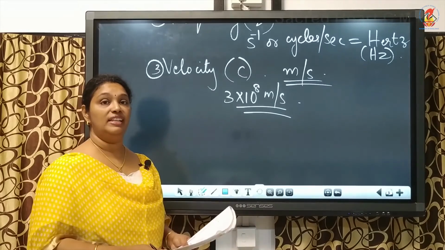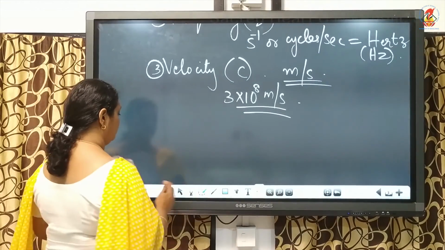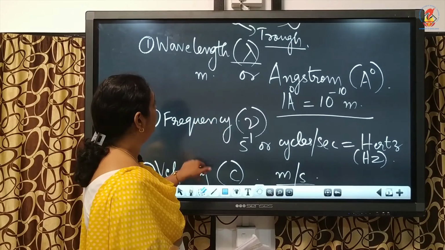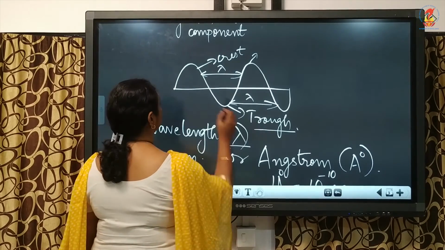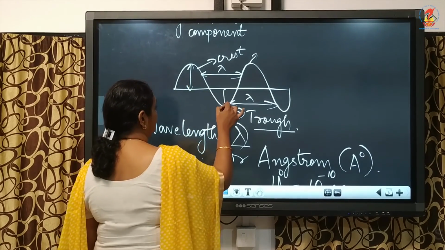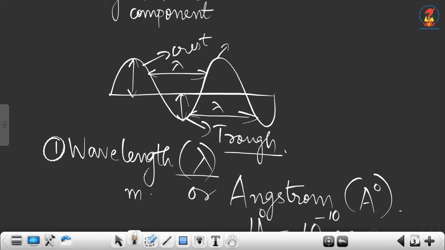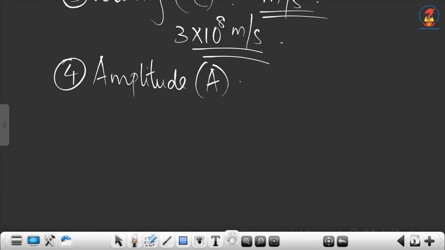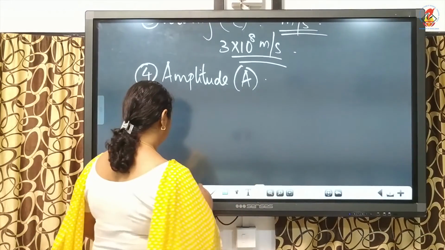Now the next term that characterizes a wave is amplitude. Number 4 is amplitude, denoted by capital A. Amplitude is the maximum up or down displacement of a wave. That is, when you see this wave, amplitude is this height. The maximum up or down displacement of a wave is its amplitude, and the unit of amplitude is meter.